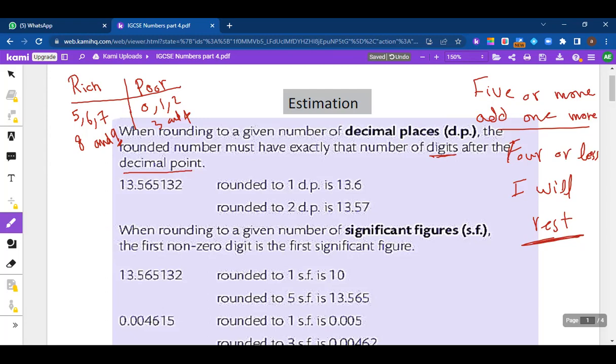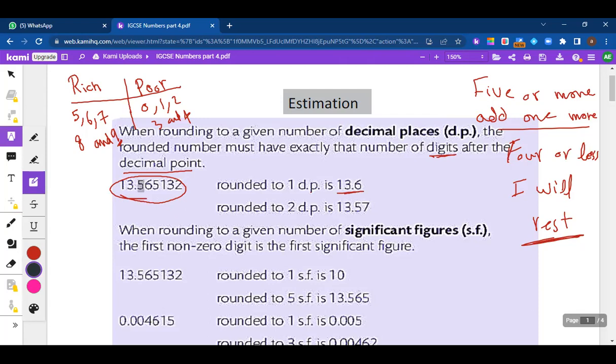Like here, this number, I need to round it to 1 decimal place. So the first decimal place is here, 5, and look at the right. 6 is a rich number or a poor number? Rich number. So it will give 1 to 5. It will be 13.6.